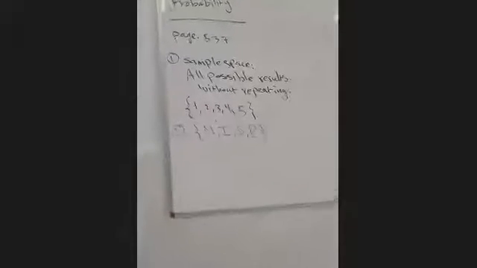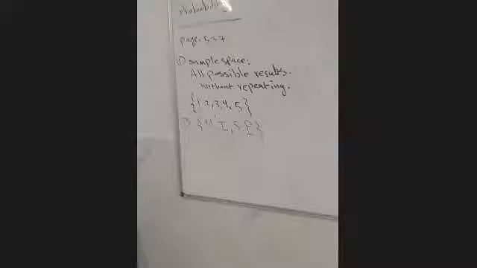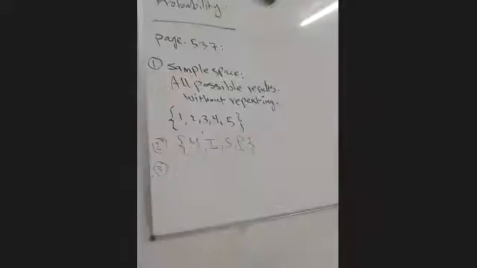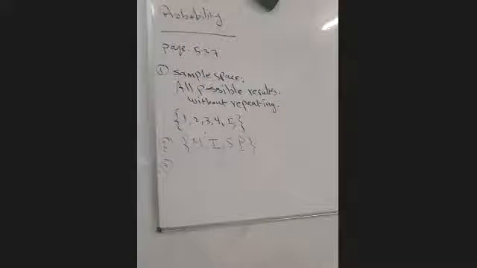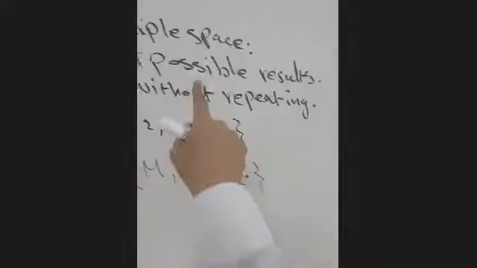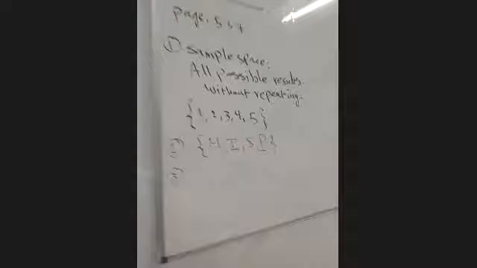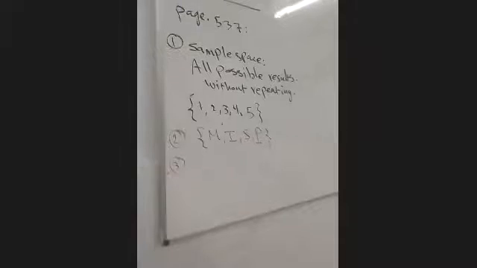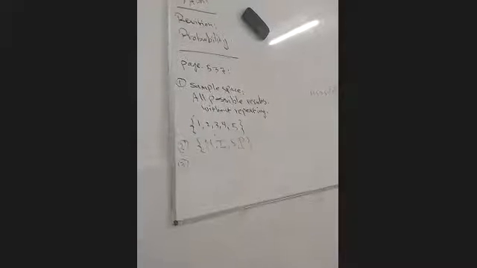Thank you, Mustafa. This is question 2. So guys, the sample space: you do an experiment and think about all possible results, without repeating, and put them inside a group.